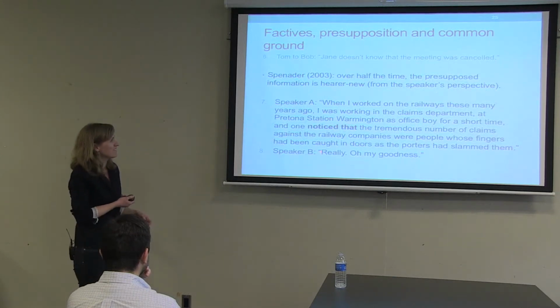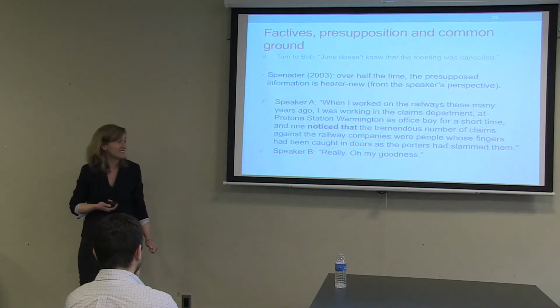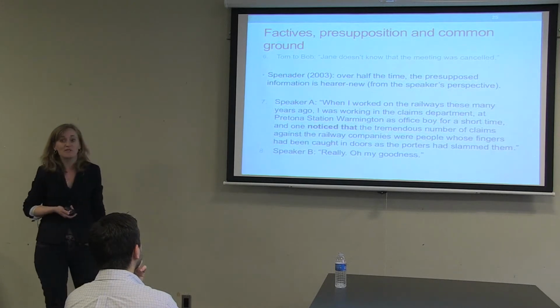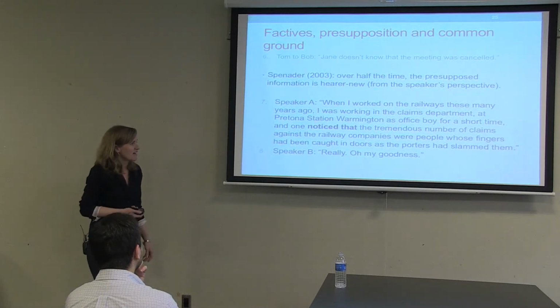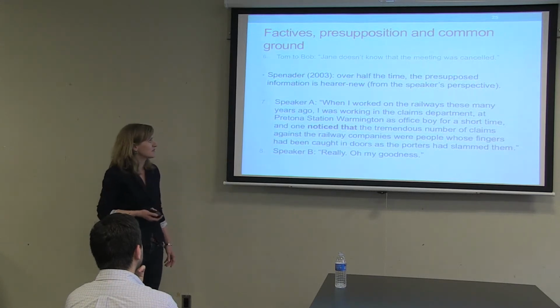I really like this one. I feel like I have to read this out. Speaker A says, "When I worked on the railways these many years ago, I was working in the claims department at Protona Station, Warmington, as office boy for a short time. And one noticed that a tremendous number of claims against the railway companies were from people whose fingers had been caught in doors as the porters had slammed them." And Speaker B says, "Really? Oh my goodness." And so it's pretty clear that this embedded statement is not something that Speaker B knew already, but there you are using a factive to bring it to the table.